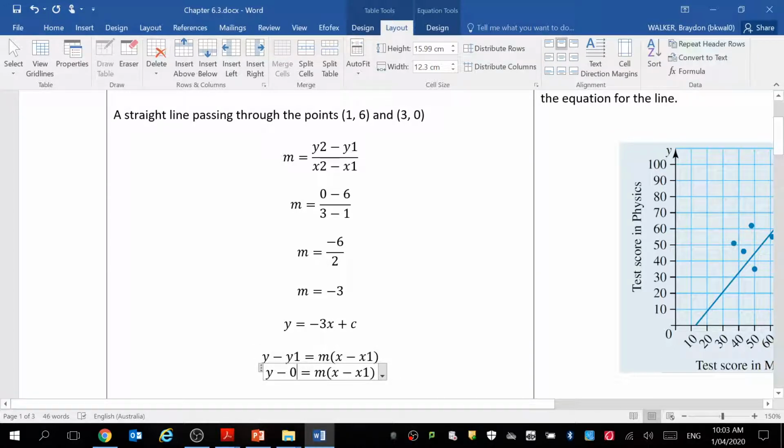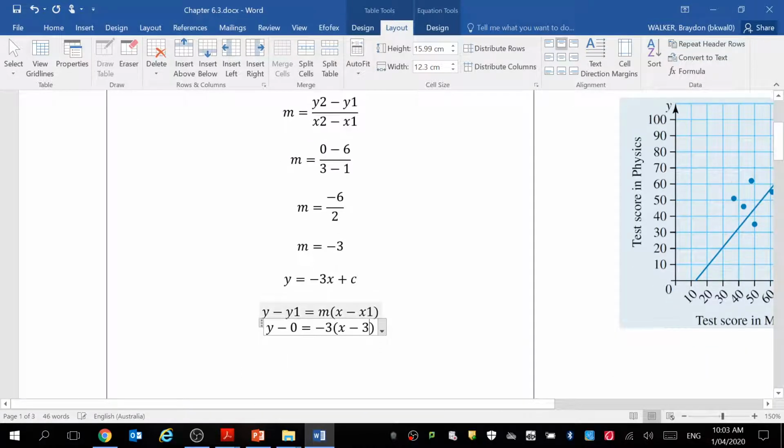y minus 0 is equal to m, which was -3, times (x minus x1). X is just a constant. x1 we've already said was 3. Now what we can do is expand this out. Y minus 0 is just going to be y. -3 times x is -3x. -3 times -3 is actually going to be +9. And there's your final answer for that one.